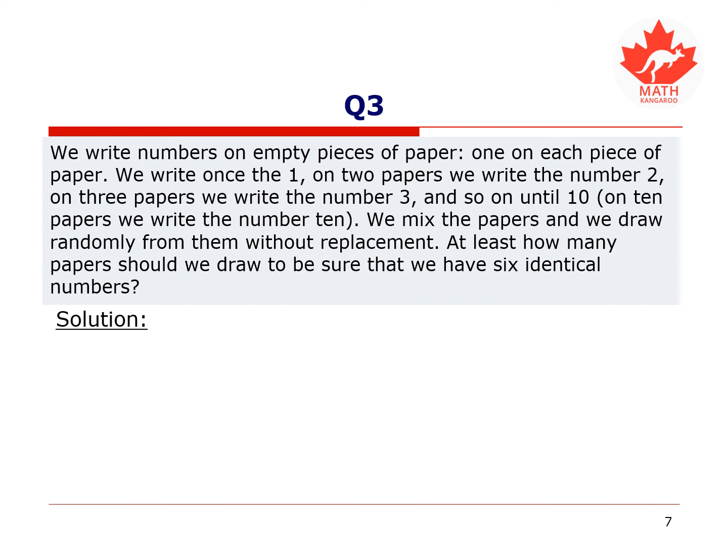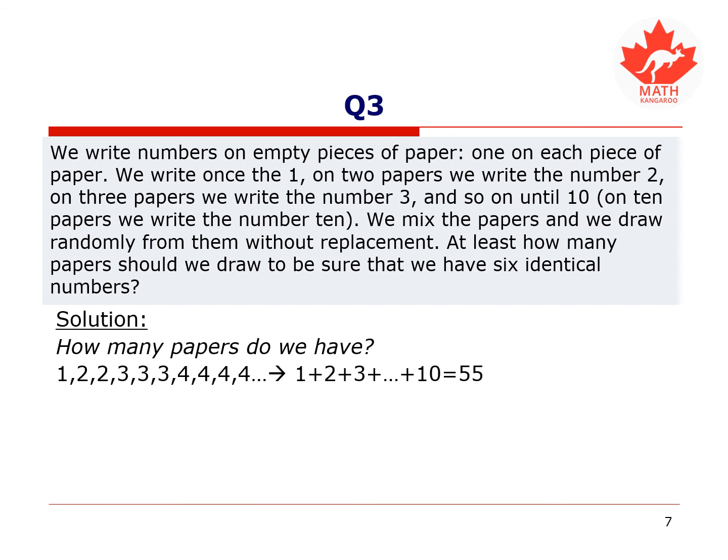Let's see what we can glean from this problem. Again, we are asked for a guaranteed 6 identical numbers in our hand. We can once more ask ourselves, what are some things that are currently difficult that don't have to be. For example, we don't even know how many pieces of paper we have in total, but that is something that we can very quickly figure out. One piece of paper with one on it, two pieces of paper with two, three pieces of paper with three, all the way to 10 pieces of paper with 10, 1 plus 2 plus 3, all the way up to plus 10, 55 pieces of paper.